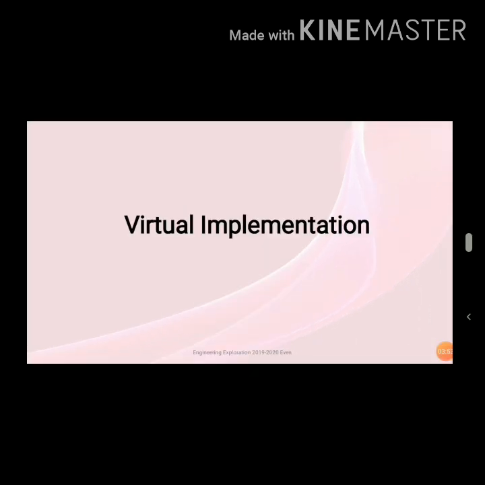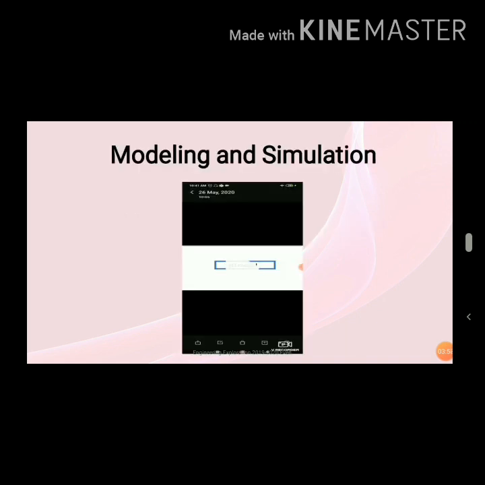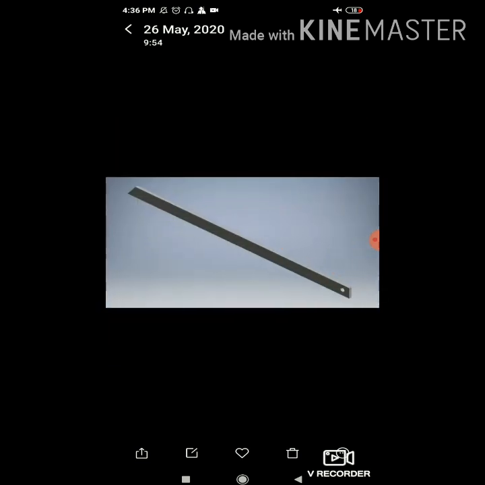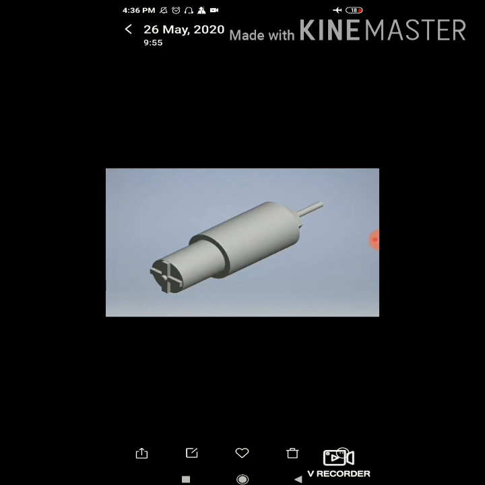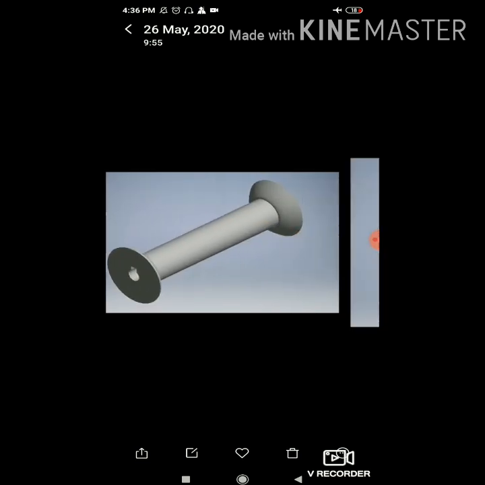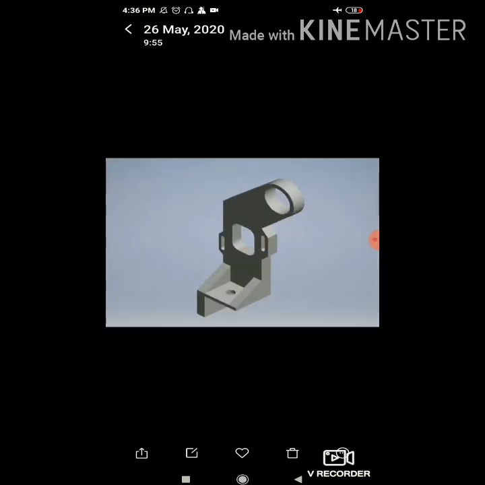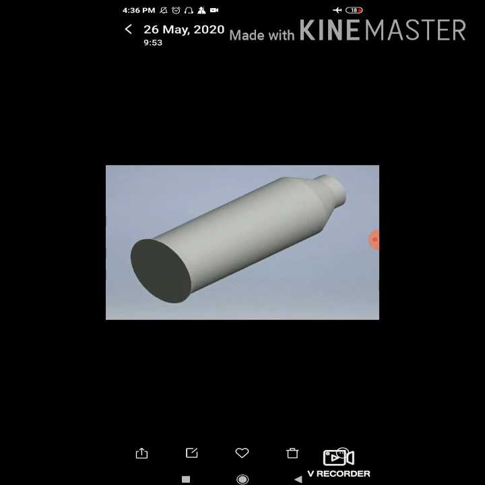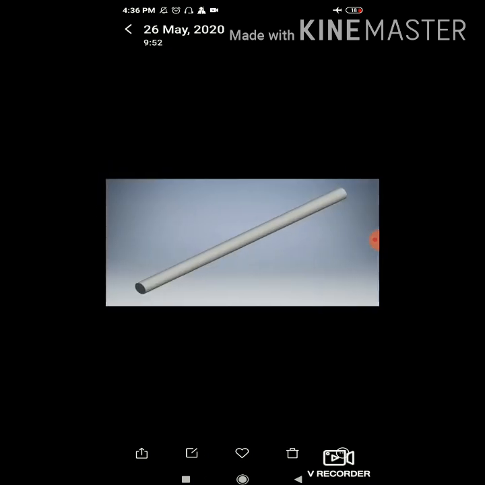Next one we have the virtual implementation. Here is the video. Now I am going to tell about our 3D model. This is the base of our 3D model. Blade used in cutting mechanism, DC motor, empty spool, bent stand grip for holding the spool horizontally, 2 servo motors, wire storing spool, spool holder.